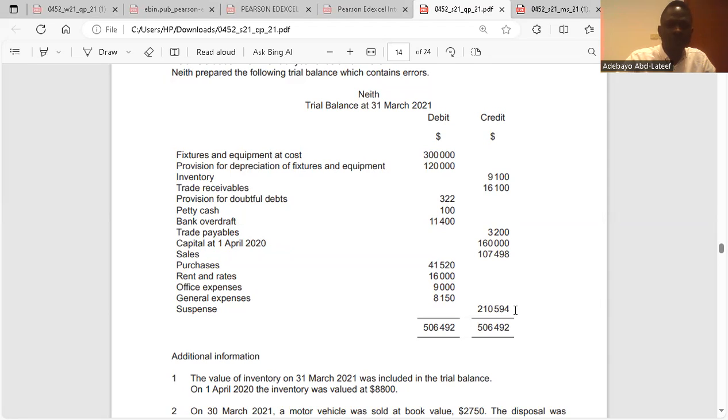So whatever provision we have, provision for depreciation, provision for doubtful debt, they are all credit balances. Provision for depreciation or provision for doubtful debt should not be seen as expenses when you are preparing a trial balance. Like depreciation alone, not provision.